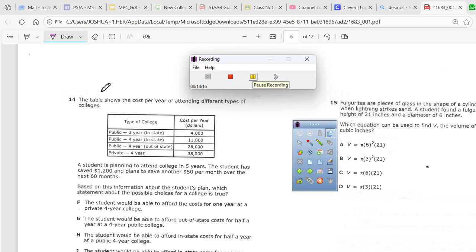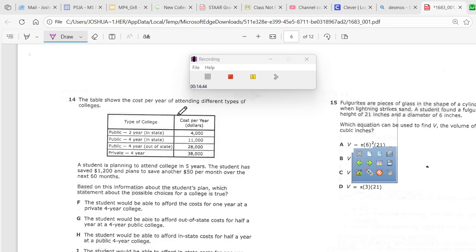Okay, let's just read this one. The table shows the cost per year of attending different types of colleges. So 2 years, this is per year. 4 years, per year, okay. It's to attend a 5-year college. Oh, attend in 5 years, okay. The student has that much saved, based on information about the student's plan. Which statement about the possibility for college is true?